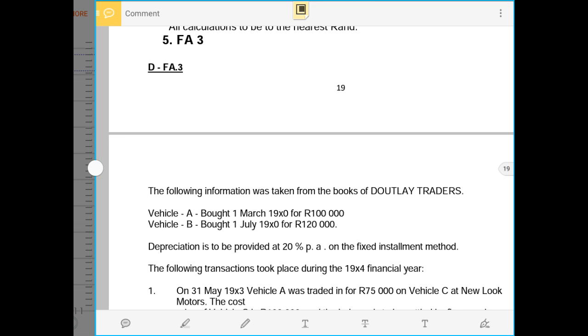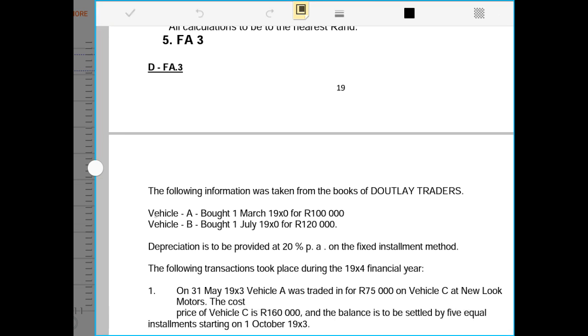It says the following information was taken from the books of Dudley Traders. We have two vehicles. Vehicle A was bought on the 1st of March 1990 for 100,000 rands, and vehicle B was bought on the 1st of July 1990 for 120,000 rands. The depreciation on these two vehicles is calculated at 20% per annum using the fixed installment method, which is the straight line method in other words.